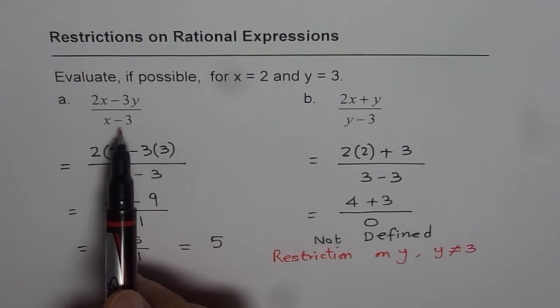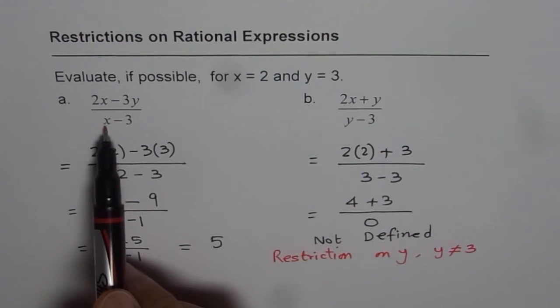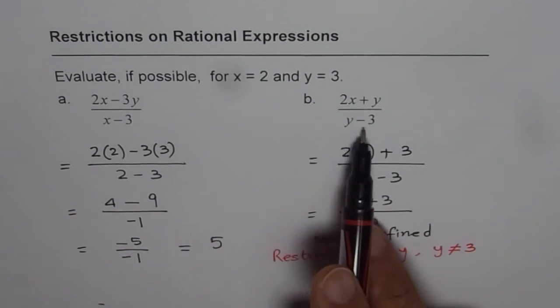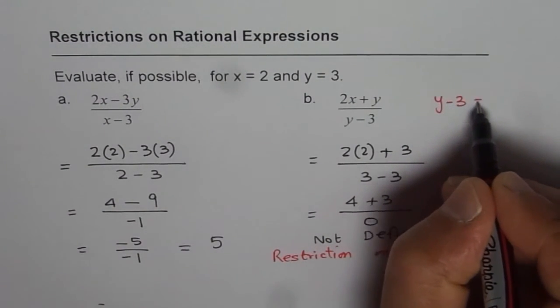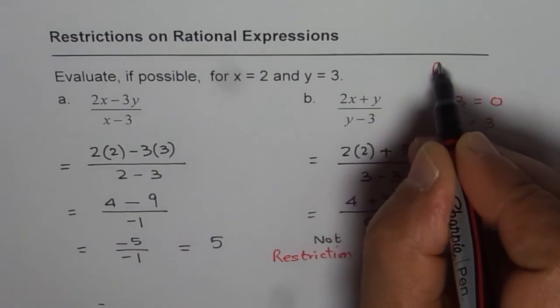In the first example also, if I want to evaluate this expression for x equals 3, I'll get 3 minus 3 as 0 in the denominator. So x cannot be 3 for this particular case, right? So you will see that in most rational expressions we will have some kind of restrictions, and those restrictions can be found by equating the denominator to 0. For example, here if I write y minus 3 equals 0, I will get y equals 3, right? So that is the restriction.